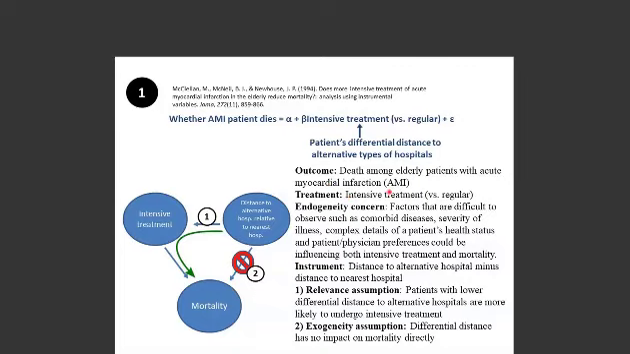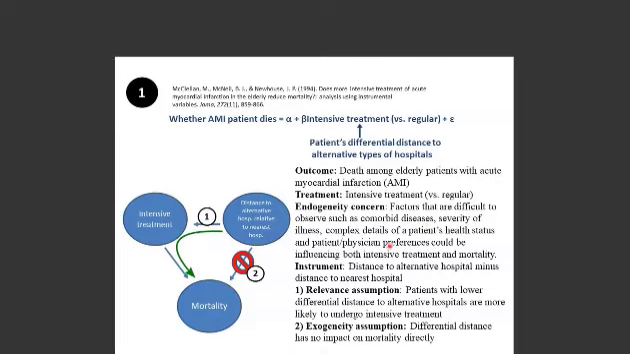The outcome here is death among elderly patients with acute myocardial infarction, or heart attack. And the treatment we're looking at is intensive treatment versus regular treatment. So the endogeneity concern here is that factors that are difficult to observe, such as comorbid diseases, severity of illness, complex details of a patient's health status, and patient-physician preferences could be influencing both intensive treatment and mortality. So these factors could be in your error term, making the intensive treatment variable endogenous.